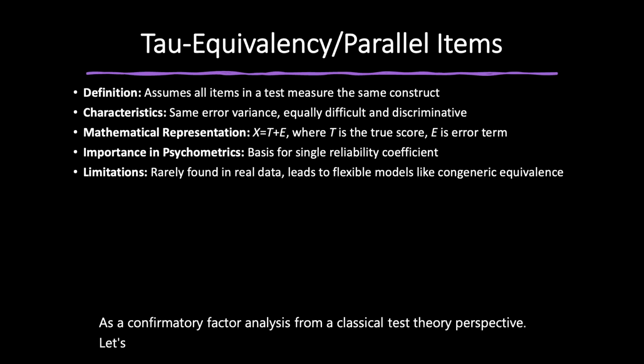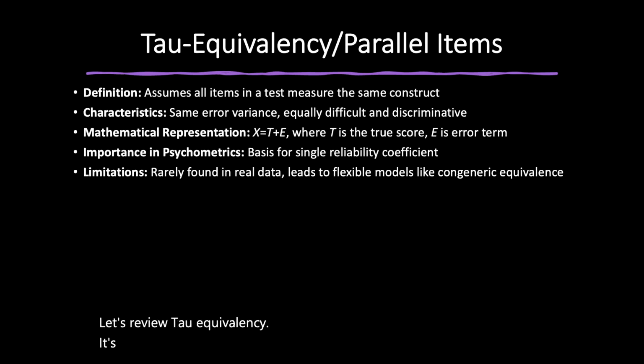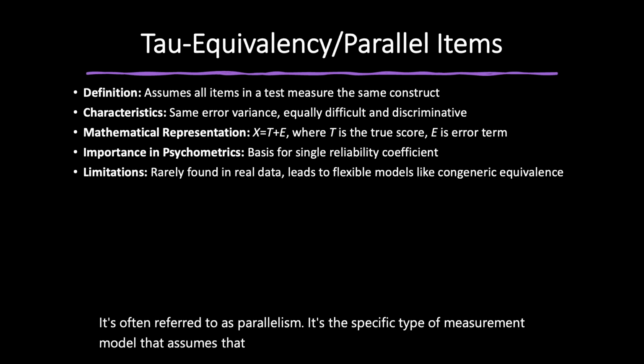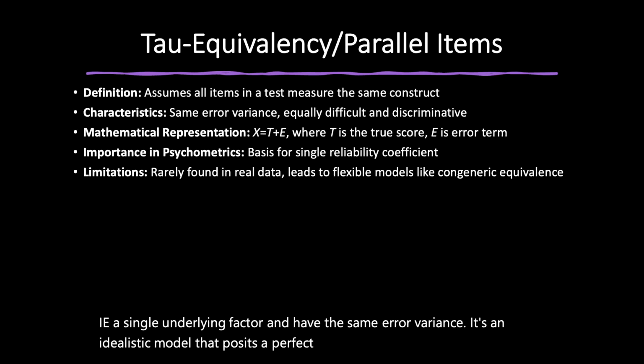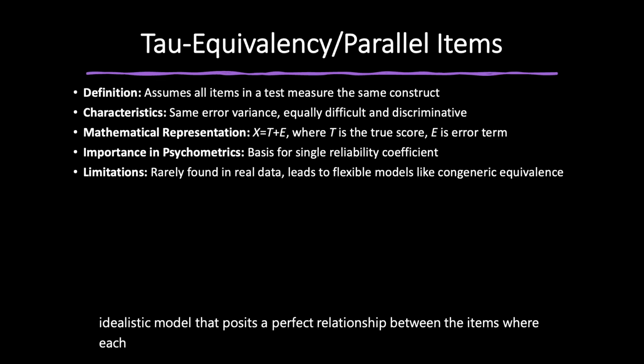Let's review tau equivalency. It's often referred to as parallelism. It's a specific type of measurement model that assumes that all items within a test measure the same construct, i.e. a single underlying factor, and have the same error variance. It's an idealistic model that posits a perfect relationship between the items where each item is equally difficult and discriminative.